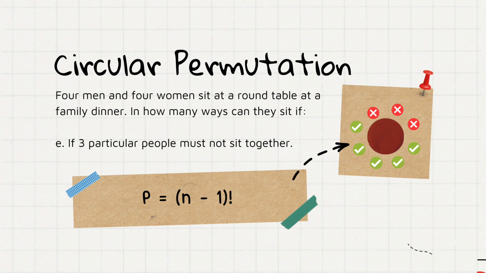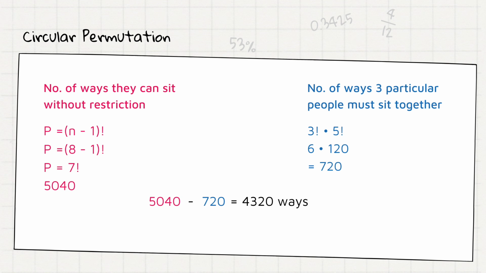To get the number of ways 3 people sit together, we can just group the 3 people, find their factorial, and multiply it by the factorial of the remaining people, which is 5. So 3 factorial is 6, and 5 factorial is 120. 6 times 120 is 720. Now let's subtract 720 from 5040, and we get an answer of 4320.